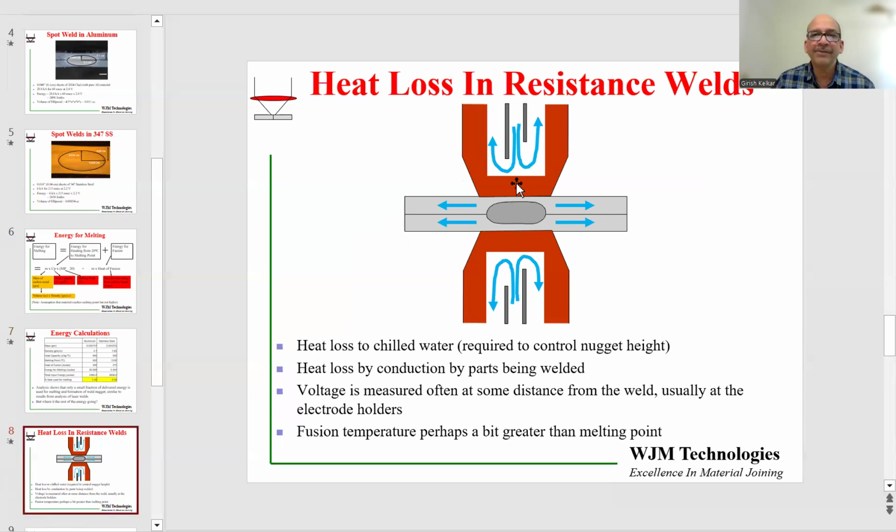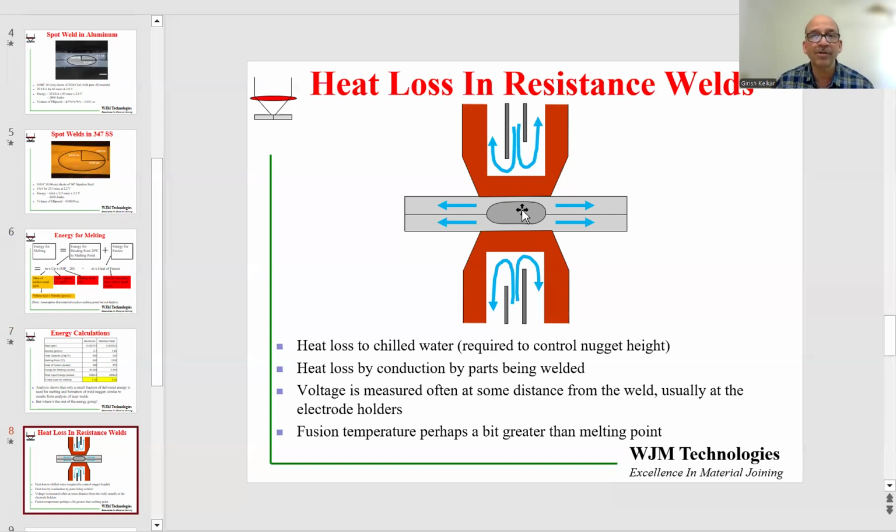So what we realize is a lot of times, especially when we are making structural welds, we are using electrodes that are cooled with chilled water. So the electrodes are actually hollow and chilled water is flowing through the electrodes. And the electrodes on one hand are providing the energy to make that weld. So we are passing current through the two electrodes, through the parts and back to the other electrode, back to the transformer.